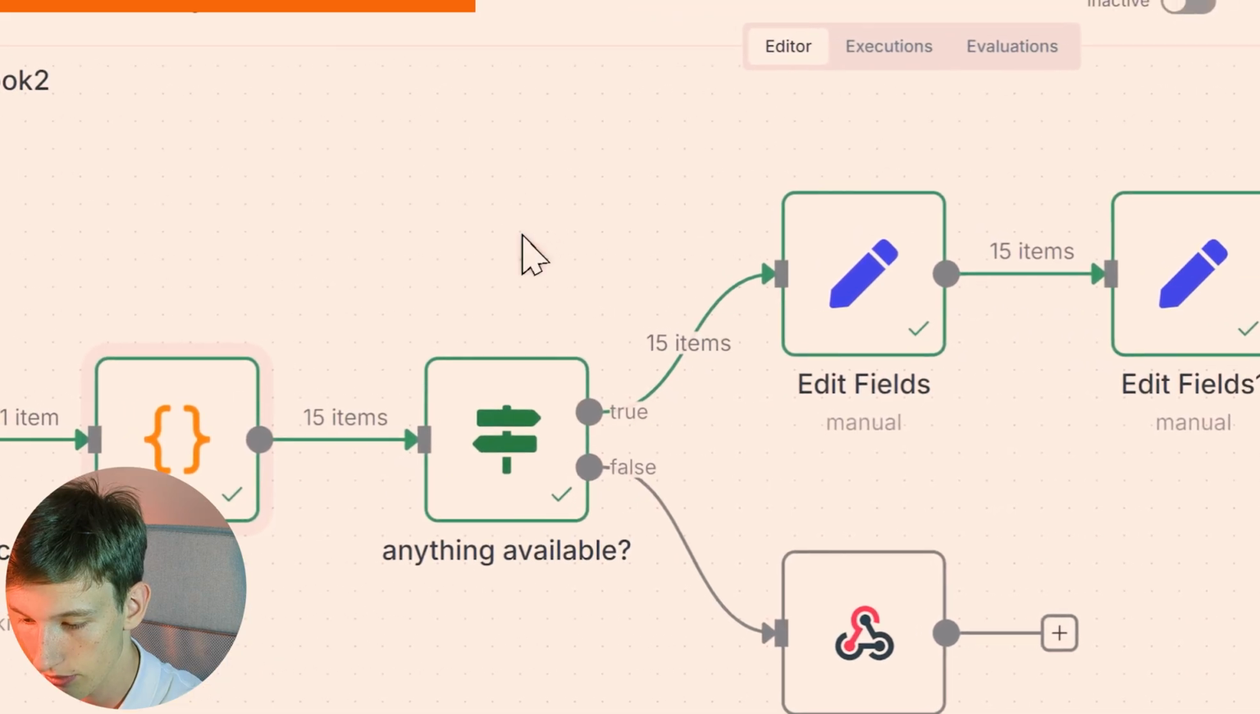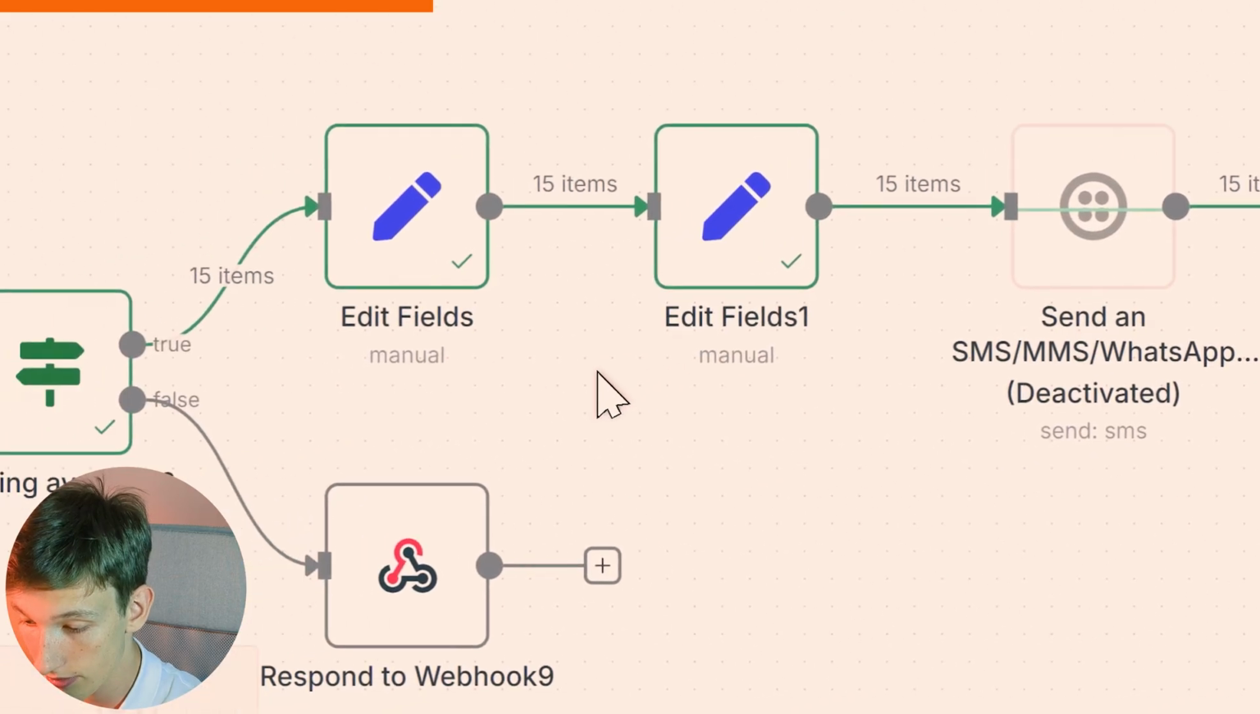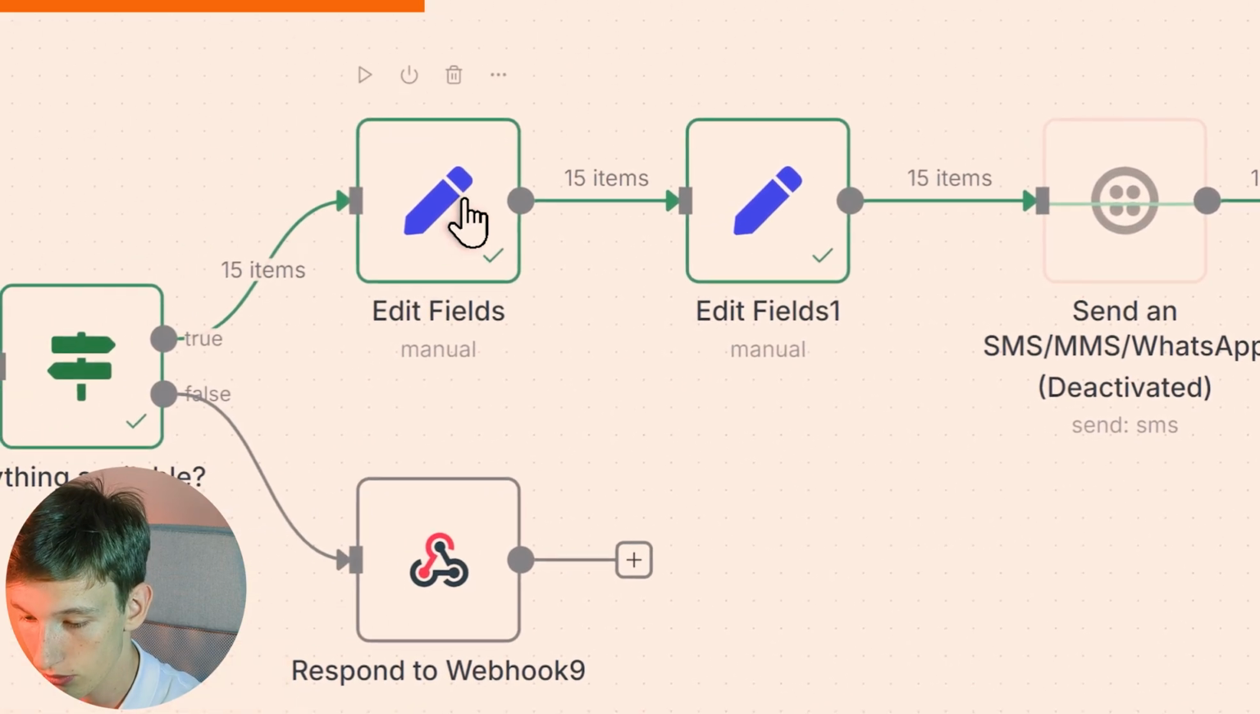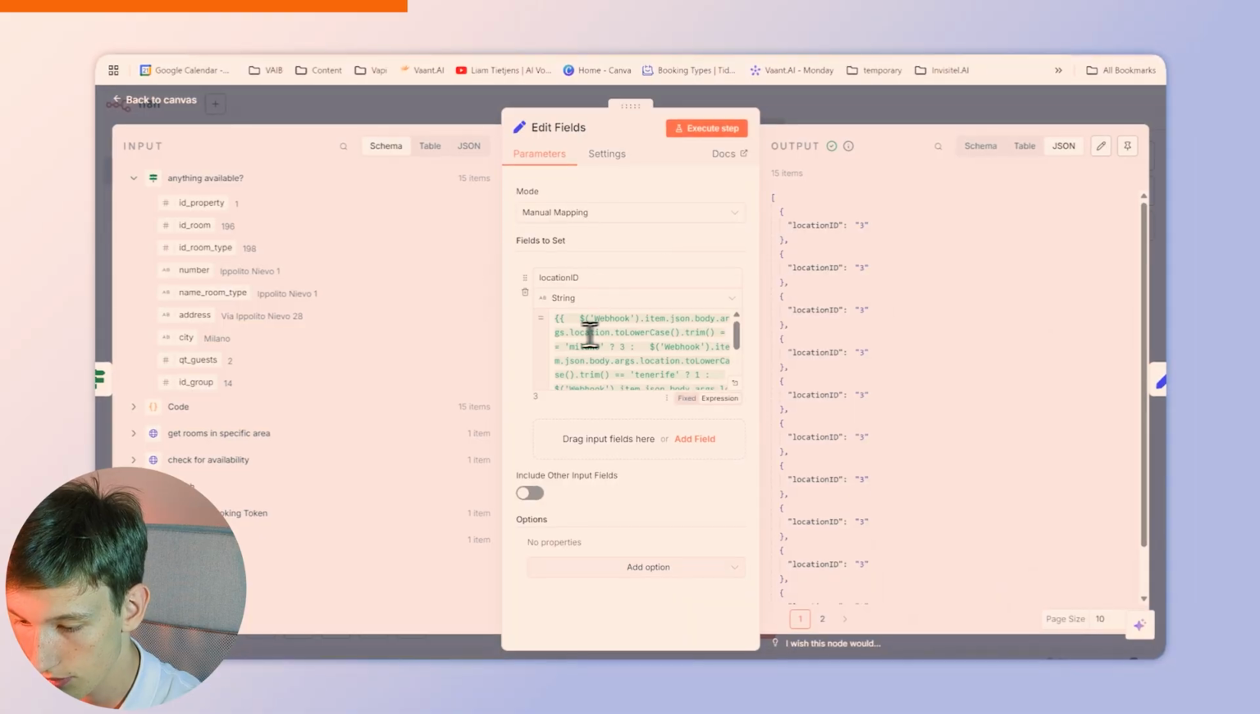Now, next, what we do is we filter: is anything available? If not, we send a message back to the AI saying, unfortunately, nothing's available here. How about you try for next week? And then if it is available, however, then we do a few things. So first of all, we set a few location IDs.